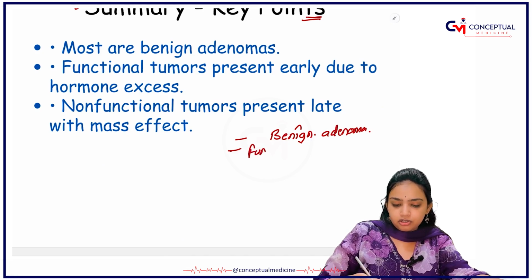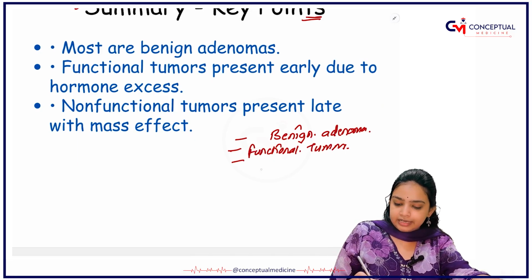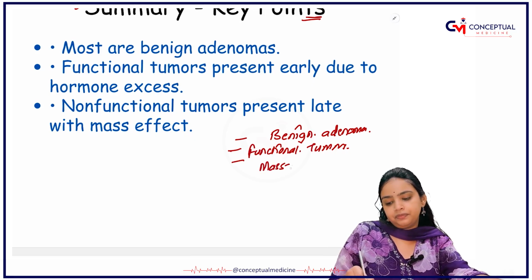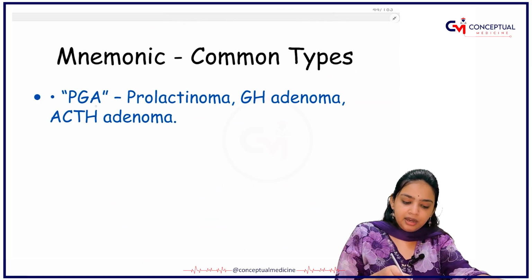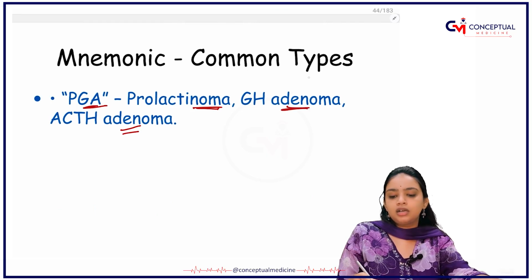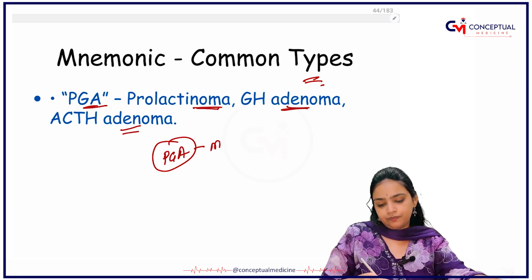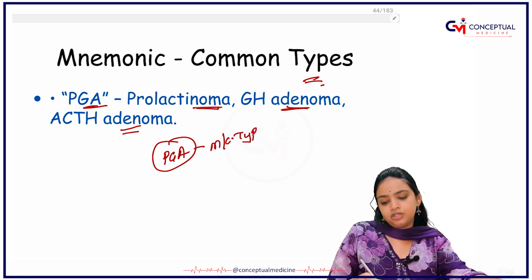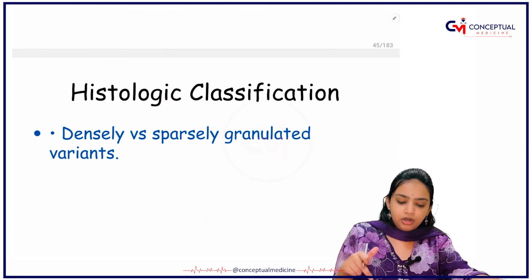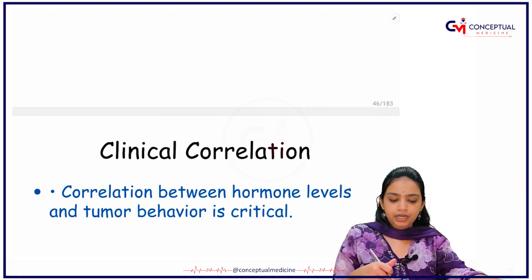Then there can be functional tumors and non-functional ones present late with mass effect. Okay, they present late with the mass effect. Mnemonic that you have is PGA: prolactinoma, GH adenoma, and ACTH. These are the most common type. So you can remember PGA is the most common type. Histological classification, either it can be densely or sparsely granulated variants.